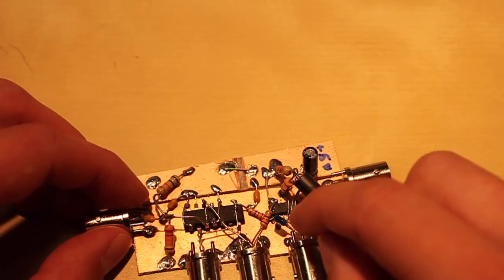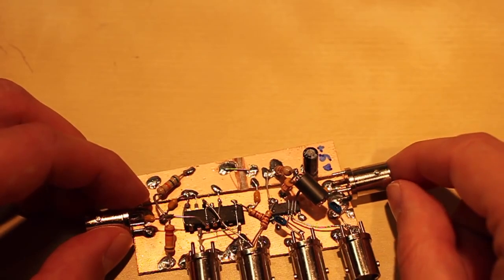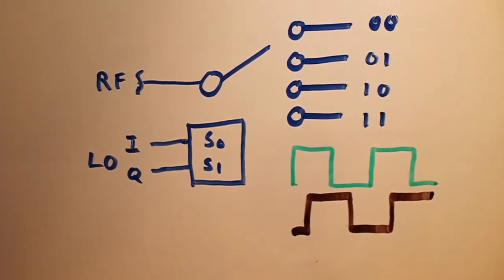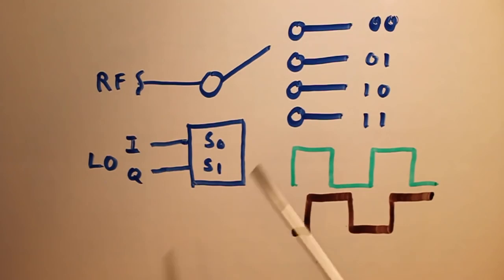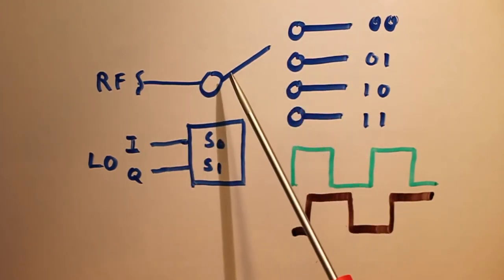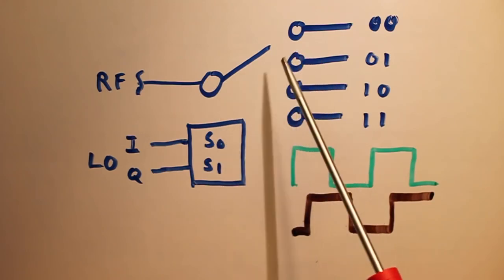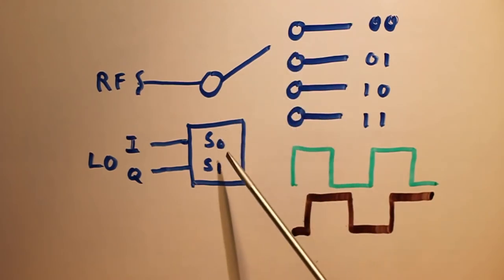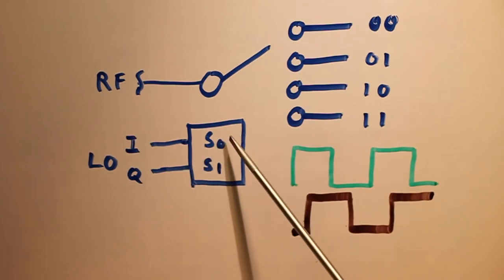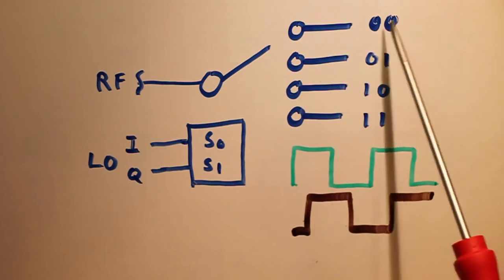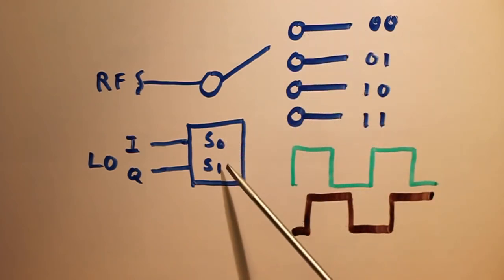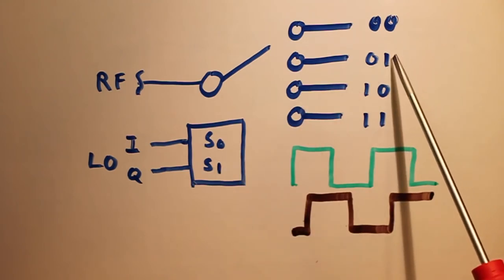So let's take a look at how you can use one of these 4-to-1 multiplexer chips as a mixer. Now the way that a 4-to-1 multiplexer switch works is you have 1 input and 4 outputs, and you can select which output is connected to the input based on the binary code that you provide. And it's just a 2-bit code, so you have S0 and S1. For example, if you set both of those to 0, then your output will be on this channel. If you set S0 high but S1 low, then your output will be on this channel.